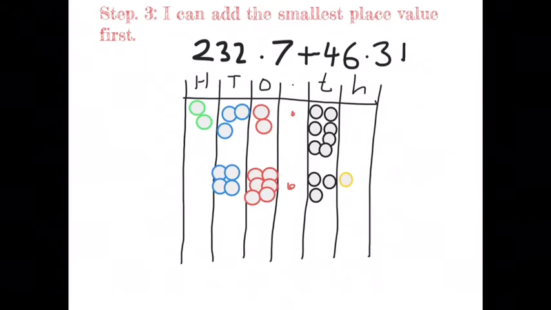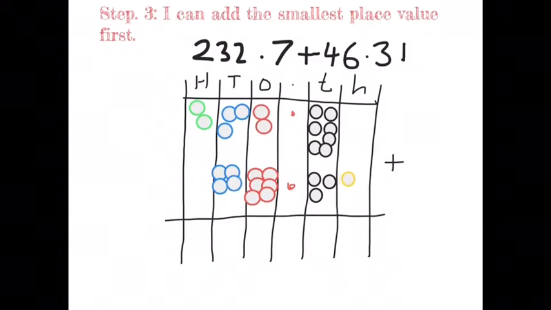Step 3! I can add the smallest place value first. So on our place value mat, we can see that the smallest place value we have is the hundredths. So that's where we're going to add first. And the great thing is, using the concrete method, we've got everything laid out already, so we just need to count them together. The first thing we're going to do is draw a line under here to represent where our answer is going to be. And we're going to add all these counters together.